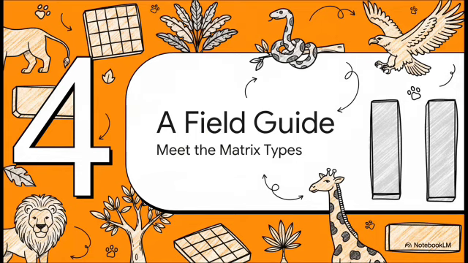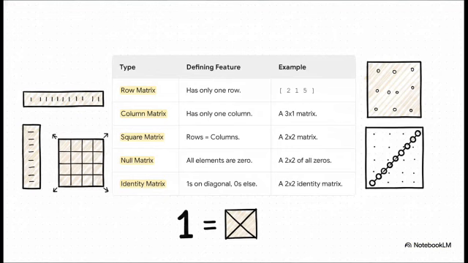You know, kind of like animals in the wild, matrices come in all sorts of different shapes and sizes, and each one has its own special name and its own properties. So let's do a quick field guide and meet some of the most common types you'll run into. All right, let's run through these quickly. A row matrix? It's just got one row. A column matrix? You guessed it, just one column.